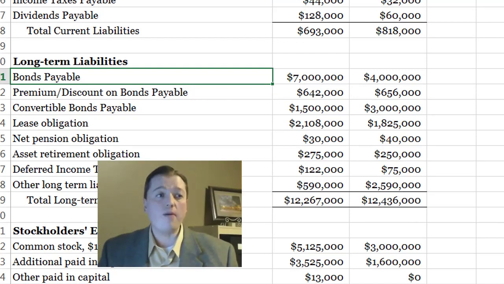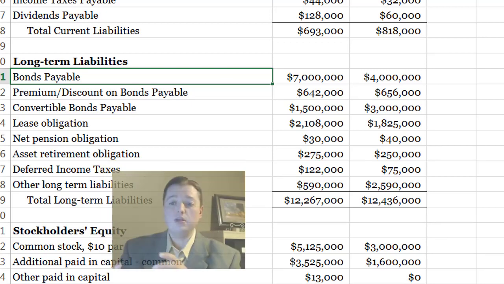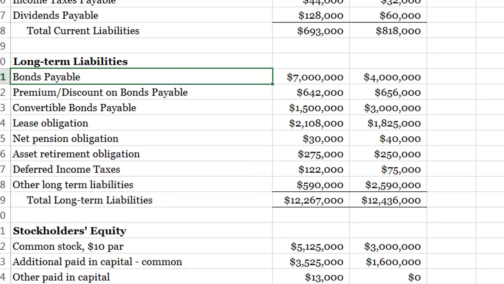But that's so common that anybody who knows and is comfortable with accounting could make that assumption and be okay. So in this case, that's what's happened. The premium or discount deals with the bond payable, not the convertible bonds payable. So I don't have to worry about a premium or discount. So let's jump back to our work.